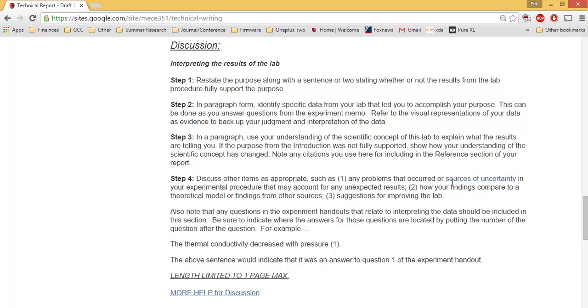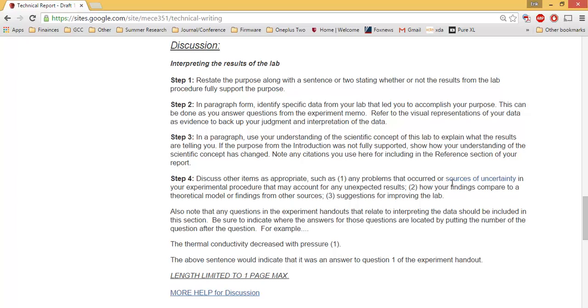To be sure that you answer all of the questions from the experiment handout, after each section of the discussion that is used to answer a specific question, you're going to put, at the last sentence, an open and closed bracket with the question number in it. So for example, in the last sentence here, the thermal conductivity decreased with pressure, you see open closed parentheses 1. That means that that sentence, or the sentences before it, answer question 1 from the experiment handout.